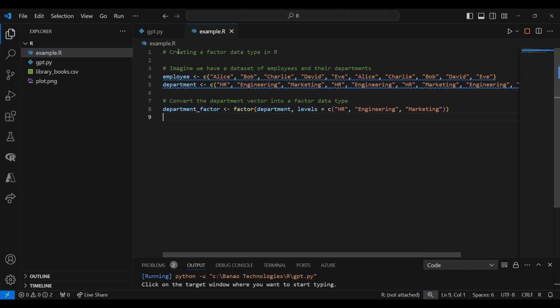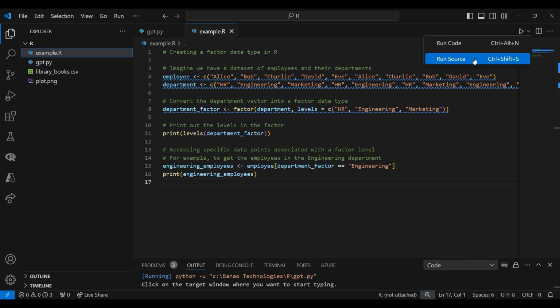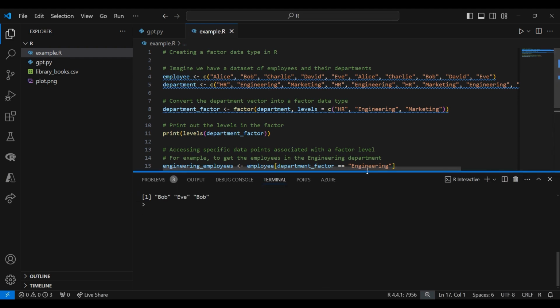Subsequently, the code showcases how to access and work with specific data points associated with a factor level. The levels function is used to print out the distinct levels within the department factor. Finally, the script demonstrates how to retrieve employee names that belong to a particular department level. In the example provided, employees in the engineering department are identified by subsetting the employee vector based on the condition where department factor is equal to engineering.